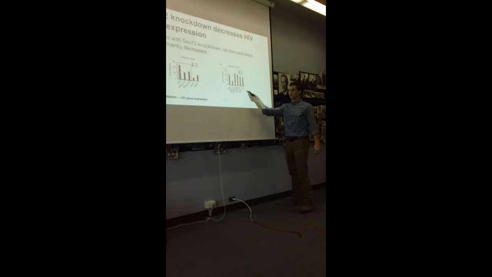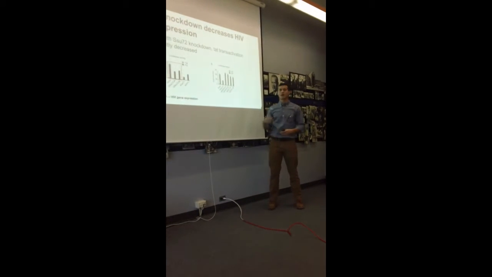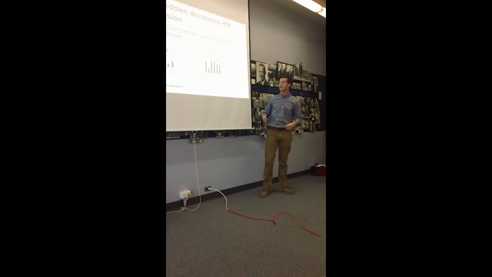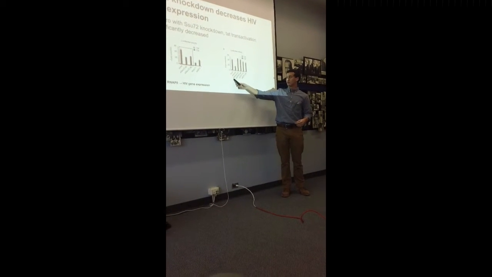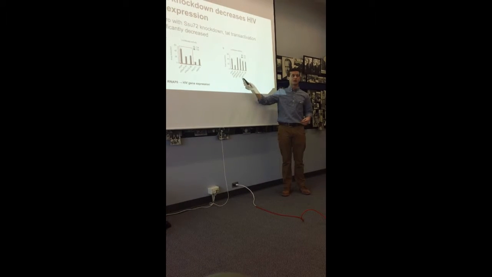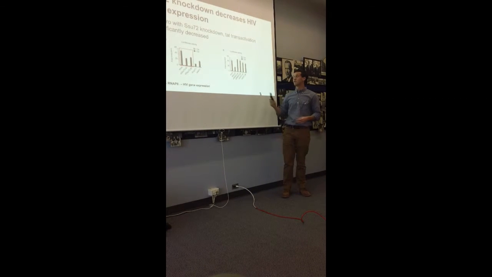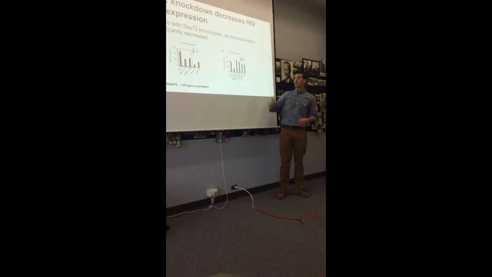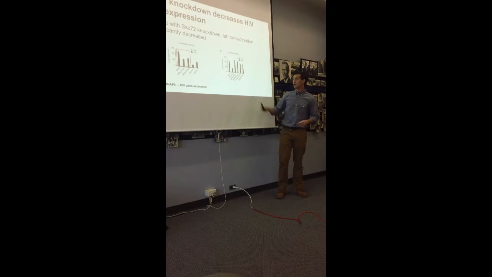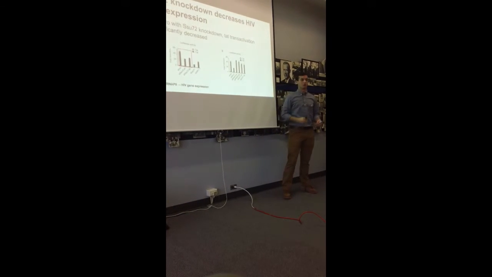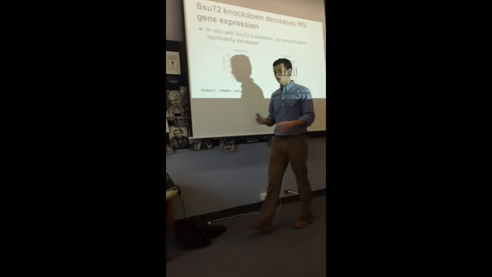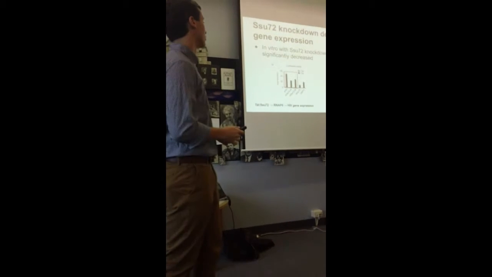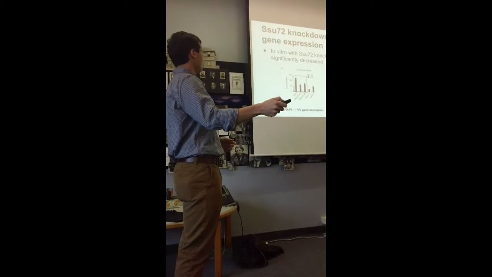Over on this graph, they compared SSU72 to other CTD phosphatases to see if it was unique in its function. And so these four are just other CTD phosphatases, the same thing that SSU72 is, and they found that in these CTD phosphatases, there was not an effect on HIV gene expression. However, with SSU72, there was, once again, a significant effect. So it established more clearly that there was a unique link between TAT function and SSU72 function.